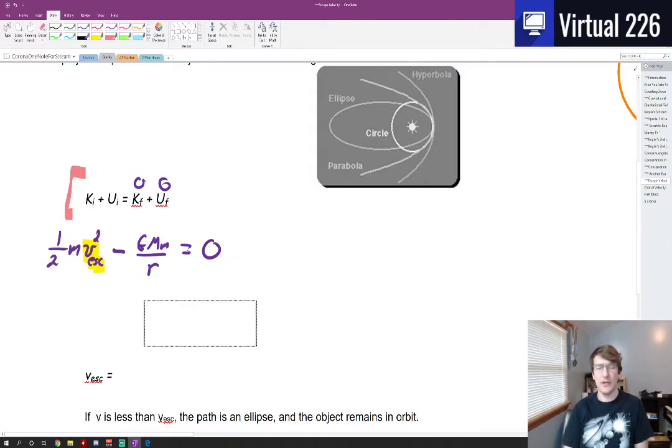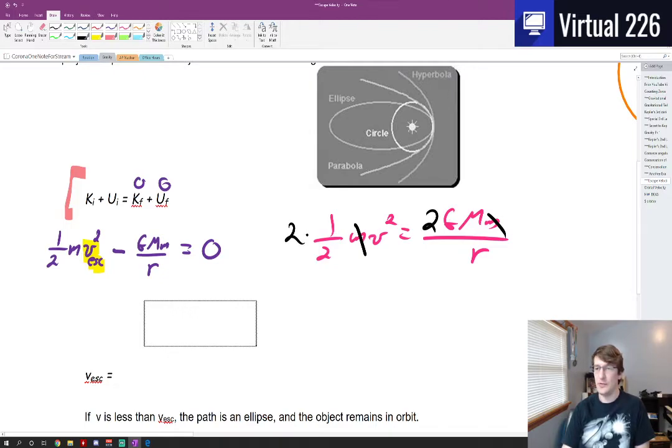A quick thing we'll do is move the GMm over r to the other side. We can write this as 1/2 mv squared equals GMm over r, and we quickly notice here that the mass of the object doesn't actually matter. It doesn't matter if you're moving a car, a person, or a planet away from an object. The mass of that thing does not matter. Then we just need to get rid of this 1/2, so we multiply each side by 2, and then take the square root. When we do that, we find that the escape velocity is just equal to the square root of 2GM over r. That is the escape velocity.